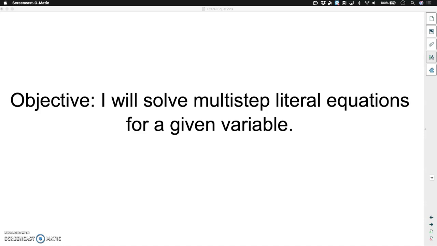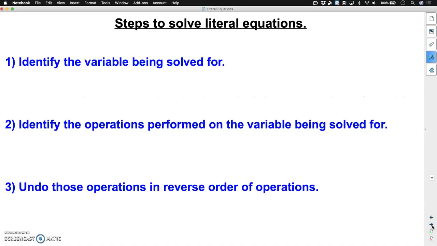In this video, we will solve multi-step literal equations for a given variable. The steps to solve literal equations are: first, identify the variable that we're solving for, identify the operations that are performed on that variable, and then undo those operations in reverse order of operations. So remember, order of operations is GEMDAS, so we're going to be doing GEMDAS in reverse. So instead of doing grouping first, we're going to do addition and subtraction first to undo those operations.